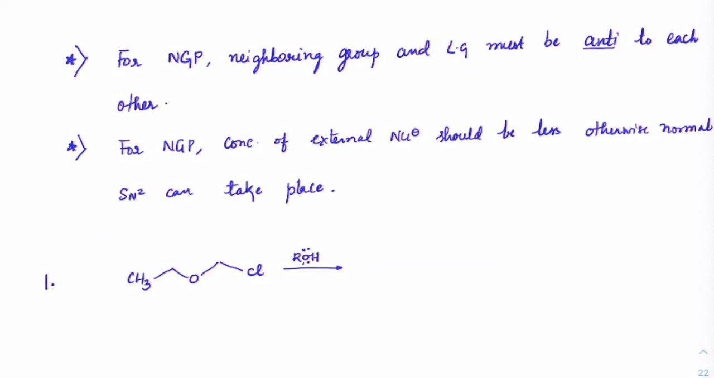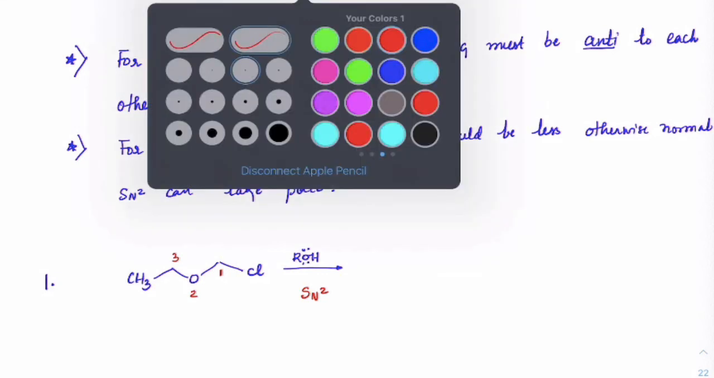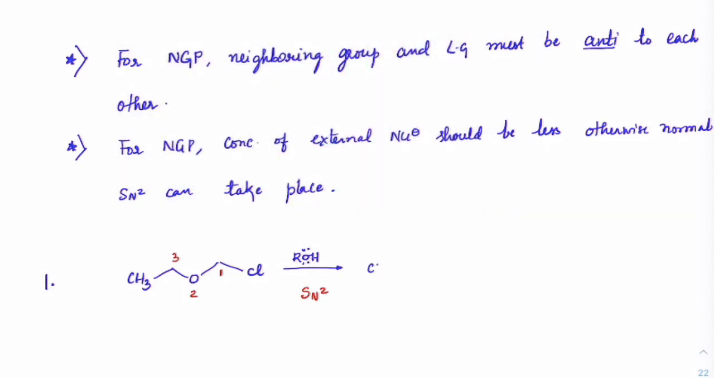Always check out the positions. This is carbon 1 and this is the second position, third position. On the third position or the fifth position, I am not finding any kind of lone pair group there. So definitely this is not an NGP case. And since it is a primary position, SN1 also doesn't take place. So only SN2 will happen, with CH3.